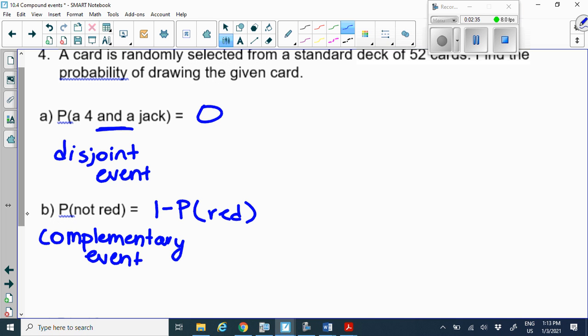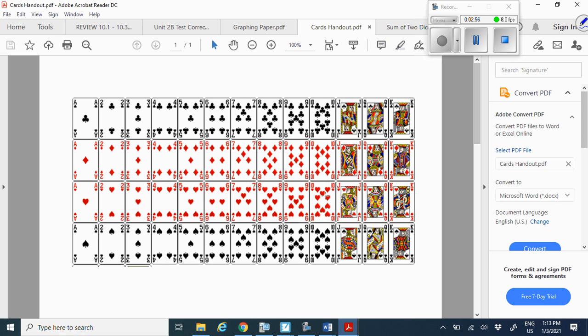Now, do you need to memorize, like, oh, this is a disjoint complementary? Not really. There are different ways of doing this, so I'm going to show you both. We can do 1 minus the probability of red. If you need to go to your cards and count how many red, you can do that. Remember, we have 52 cards total, and half of them are black, half of them are red. So that means we really have 26 that are red.